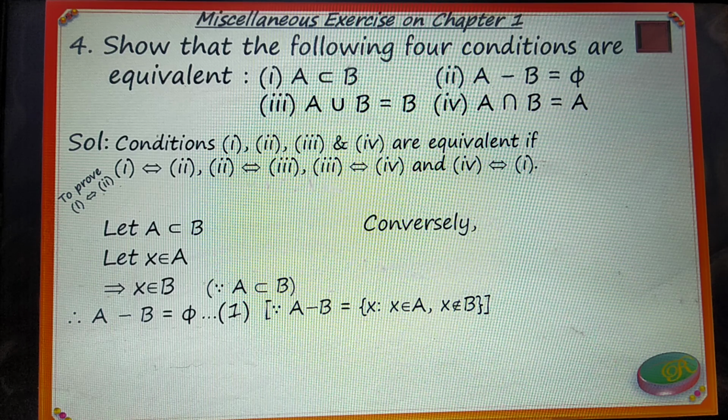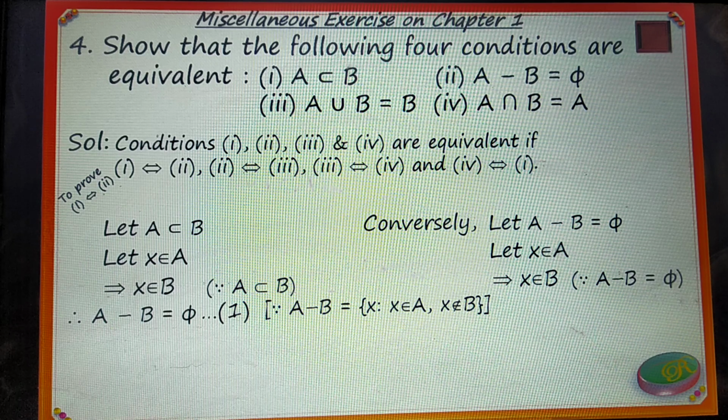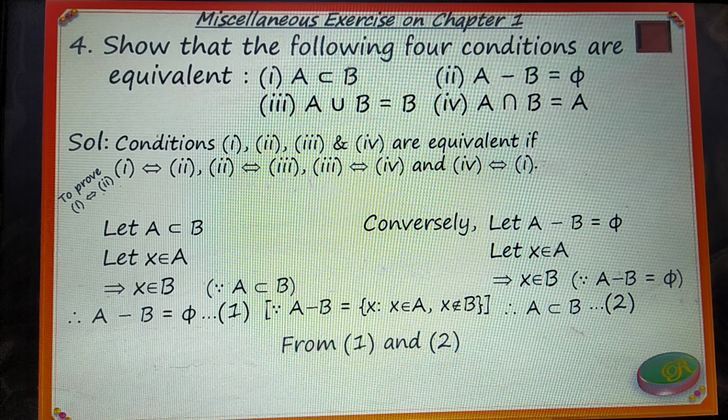Conversely, let A minus B be equal to φ. Let x belong to A. This implies x belongs to B because A minus B is equal to φ. Since x belongs to A implies x belongs to B, therefore A is a subset of B. Say number 2. From 1 and 2, condition 1, if and only if condition 2.